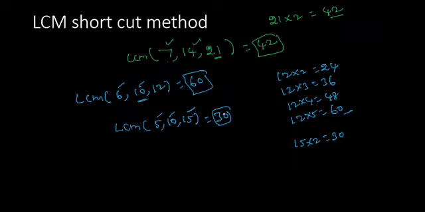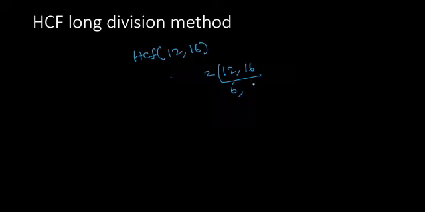Now we'll go for the next one, HCF long division method. Now what is meant by HCF? You have to identify the highest common factor. Let us assume we want to find the HCF of 12 and 16. So how to find the HCF? We will go for the long division method. So 12 and 16, we try to divide by 2. We will initially take the smallest value 2. When 2 divides 12, the quotient will be 6, and for 16 you will get 8 as a quotient.